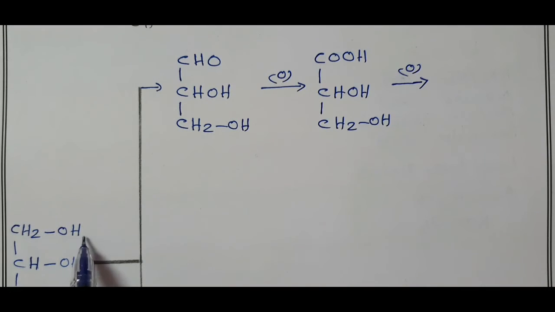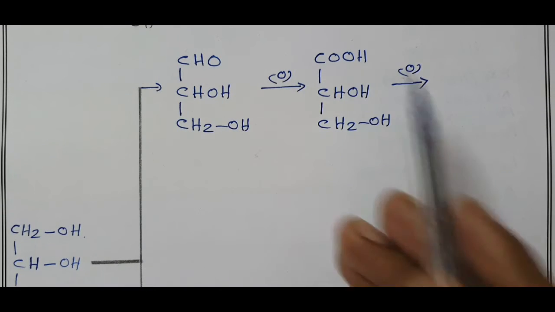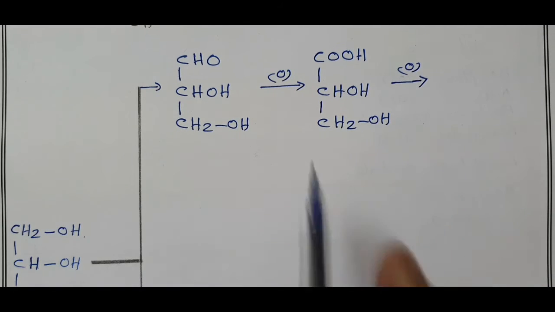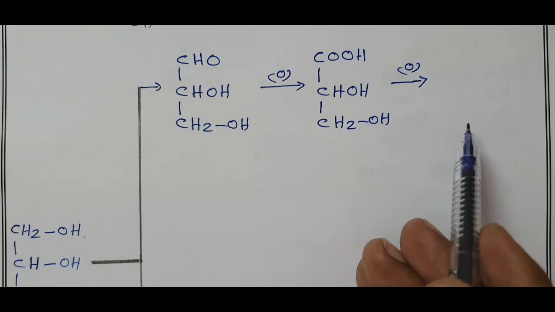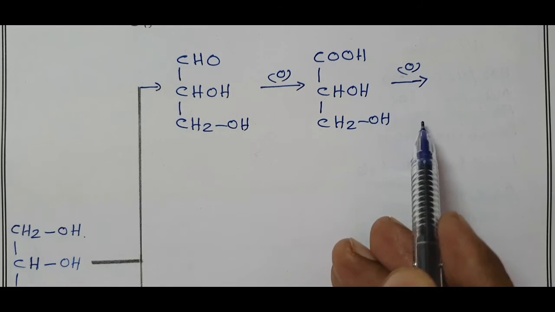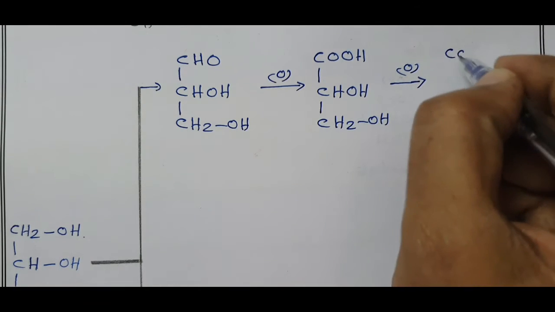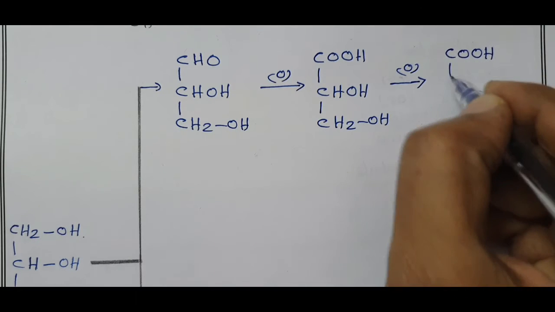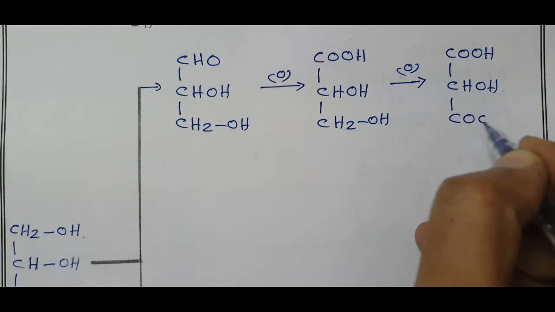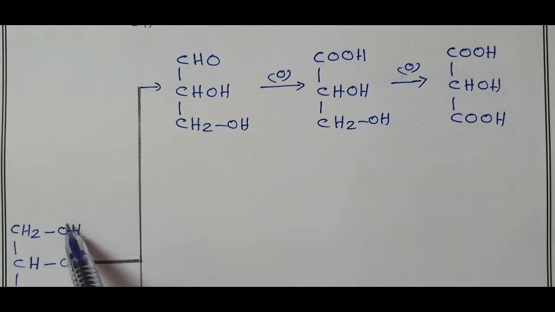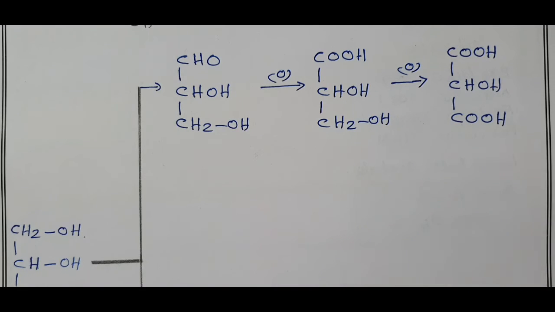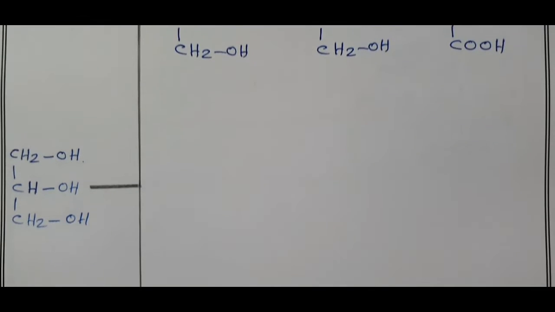Primary alcohol on oxidation gives an aldehyde, which on further oxidation gives an acid. One more primary alcohol we get. I write the oxidation of this primary alcohol in one step. That means this primary alcohol on oxidation gives an aldehyde, which on further oxidation gives carboxylic acid. We know the carboxylic acid is the final product, COOH. Primary alcohol on oxidation gives an aldehyde, which on further oxidation gives an acid. Come to the next one.